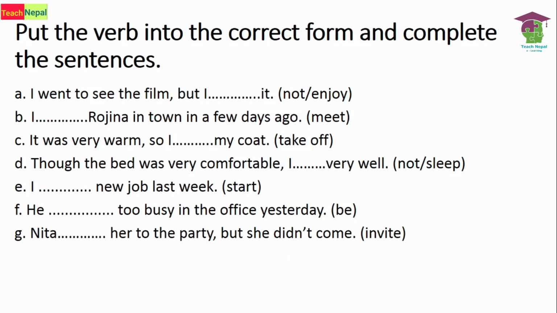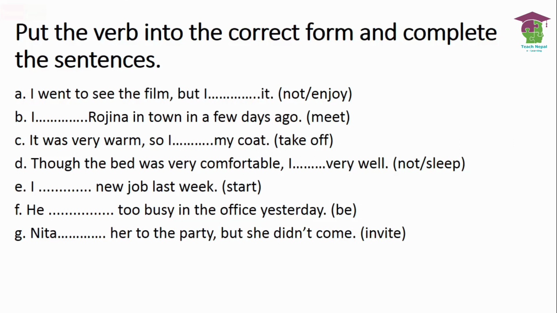Means meet को past form. I told you already. I've told it. Met. M-E-T, met. Number C, it was very warm, so I didn't my coat. So I took off my coat. Number D, though the bed was very comfortable, I did it very well. I did not sleep very well.